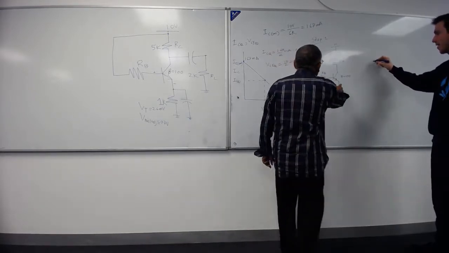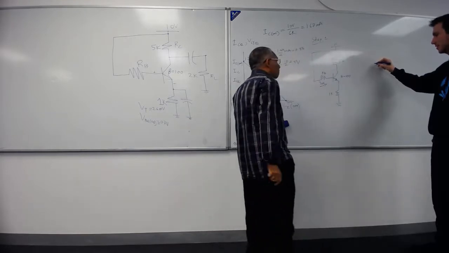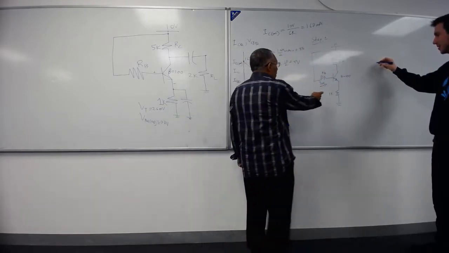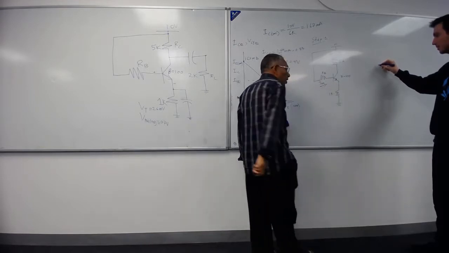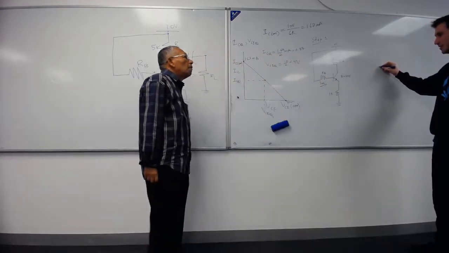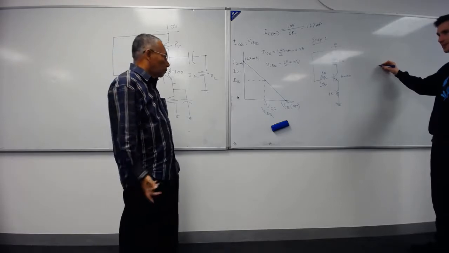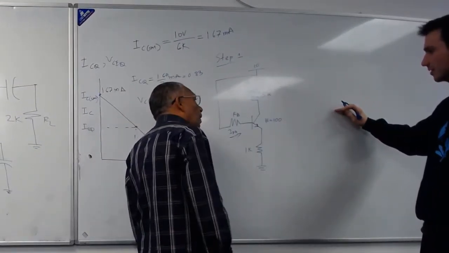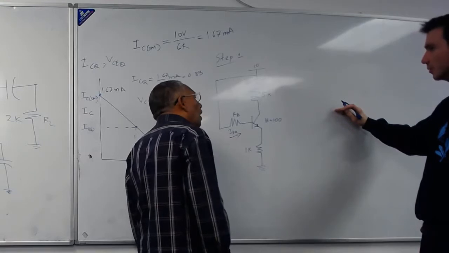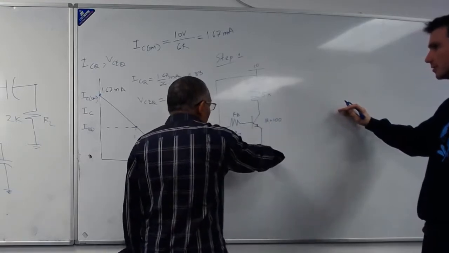What is the voltage here? Because when you write the KVL, you need the voltage here. So what is the voltage drop across the resistance RE? This is the voltage. What is the current flowing here? ICQ. ICQ, okay, good. So if ICQ is flowing here, what is the voltage here?